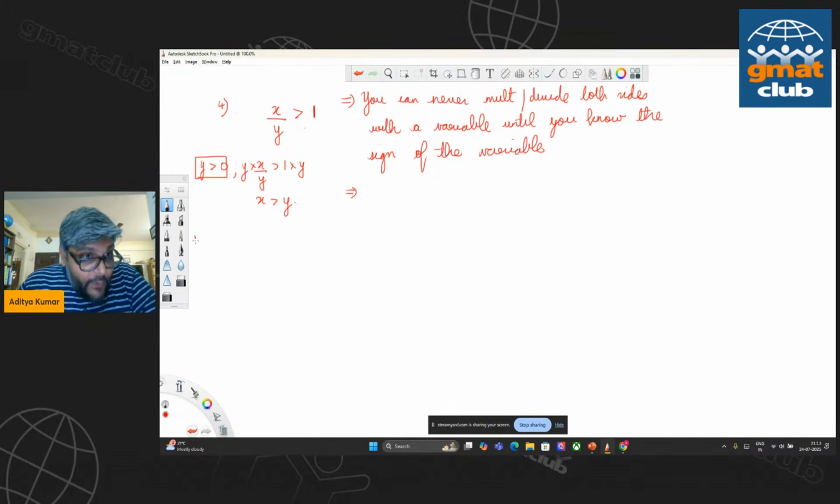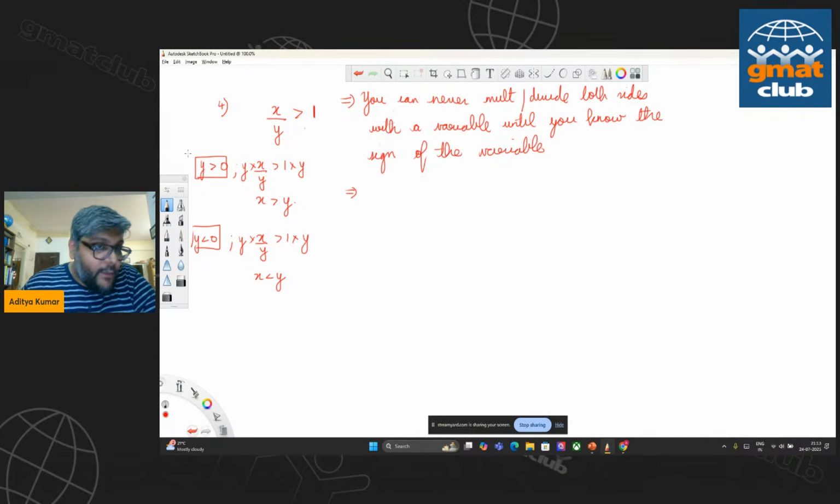And even if they told me that y is less than 0, I can still multiply both sides by y. But since I'm multiplying both sides with a negative quantity, I'll need to flip the inequality sign. So x would be less than y. So the point I want you to hold on to here is this.